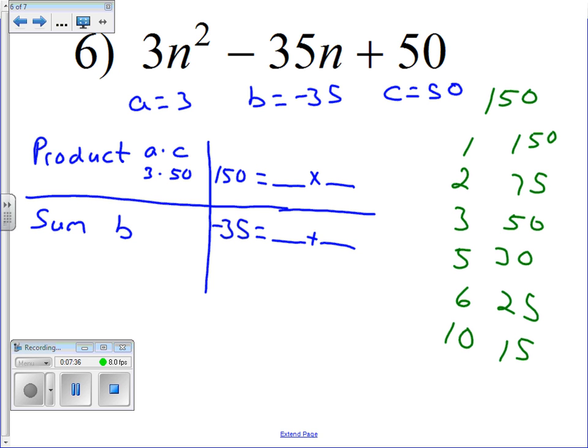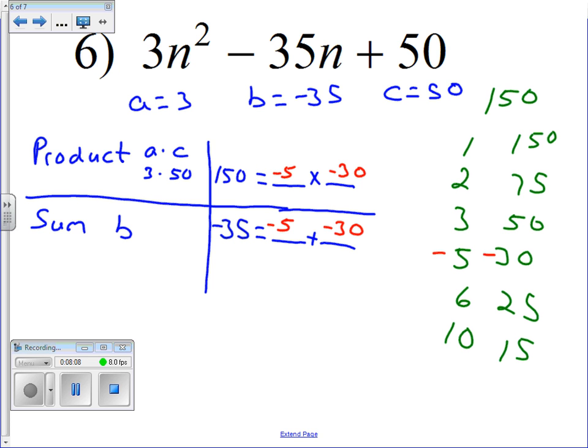So the two numbers that are going to give me positive 150 and negative 35. I can have two positives or two negatives since I have a negative 35. Let's see if we're going to have two negatives. If I make this negative 5 and negative 30, then I have negative 35. And when I multiply them, I still have positive 150.